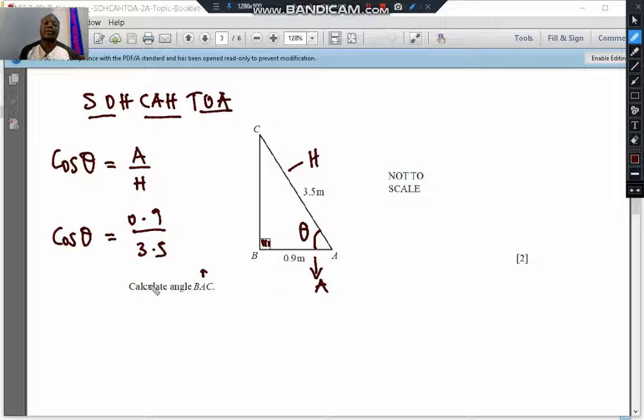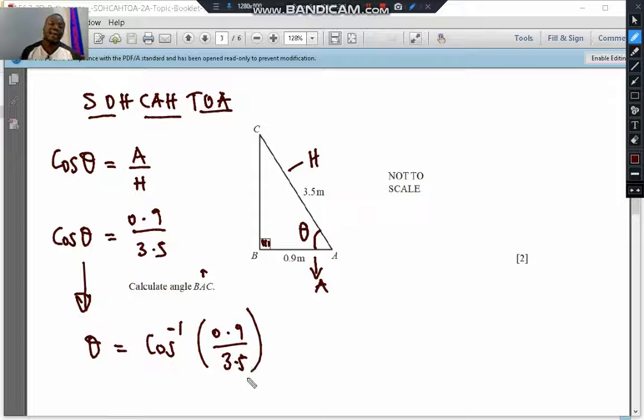If you do that, you don't really need to divide first. Because I'm looking for theta, I'm going to say theta would be equal to the cos inverse, like we did on the sine. So you go second function, then the cos button, to give you cos inverse of 0.9 divided by 3.5. You can write this as a fraction. If you do your working nicely on your calculator, you are going to get that theta is equal to 75.099 and so on degrees.